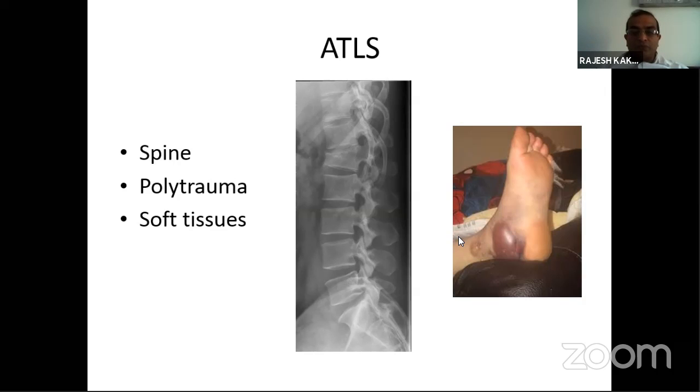And the other important feature that you have to cater to is the soft tissues around the calcaneum. It may be either an open fracture or having a lot of swelling, bruising, or blistering. All these would affect your management plan.